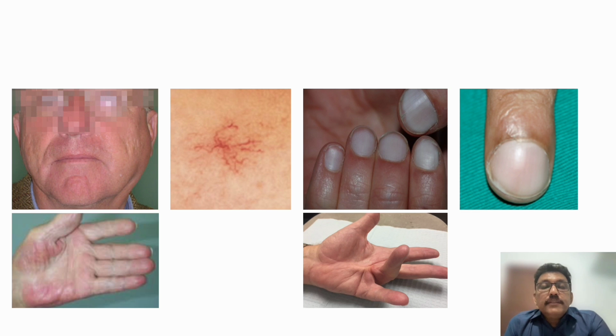Clubbing is not a classical feature in regular cirrhosis, but patients who have biliary cirrhosis, or chronic liver disease who develop hepatopulmonary syndrome, show clubbing. You can see the palmar erythema in the next picture. Hands are red in color. In Dupuytren's contracture, you can see here, the last and second last digits are flexed.